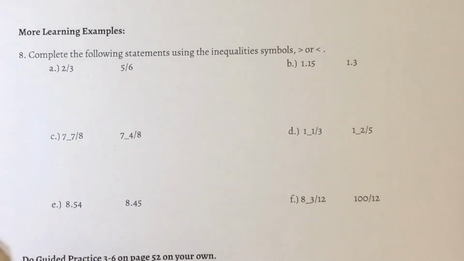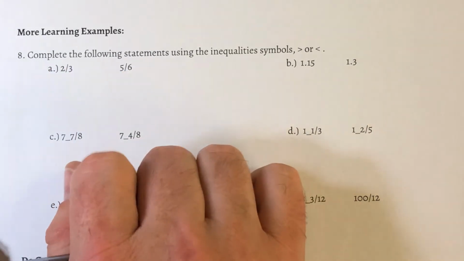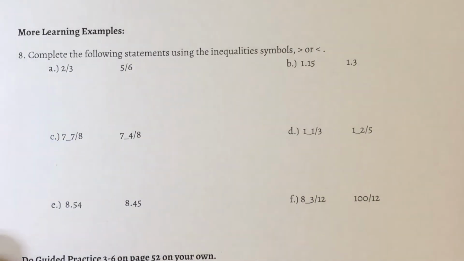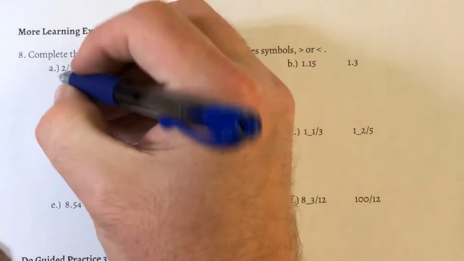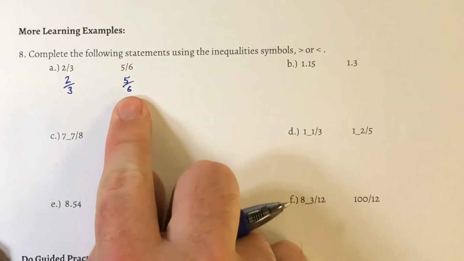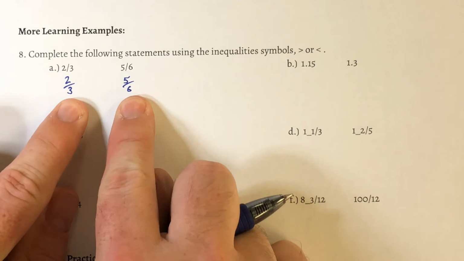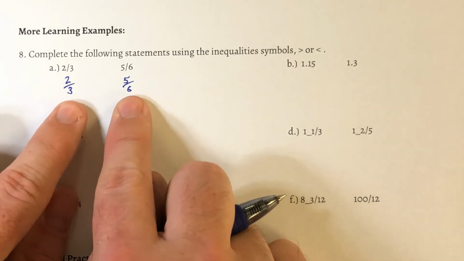Now, you can't just look at the top numbers and say one is bigger than the other, or the bottom numbers and one is bigger than the other, unless your denominators match. I have 2/3 and 5/6. You must make sure your denominator matches. These do not. You know what that means? You cannot compare them yet. So what are you going to have to do? You have to make your denominators match.